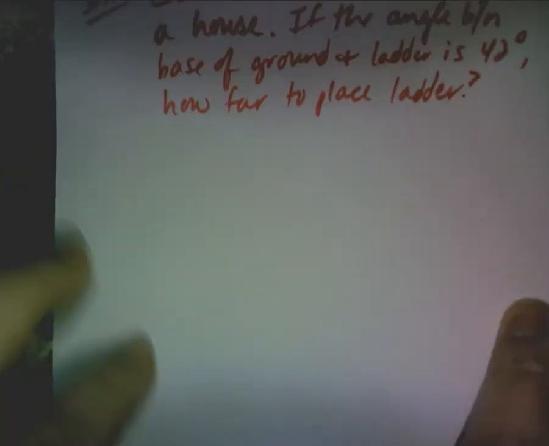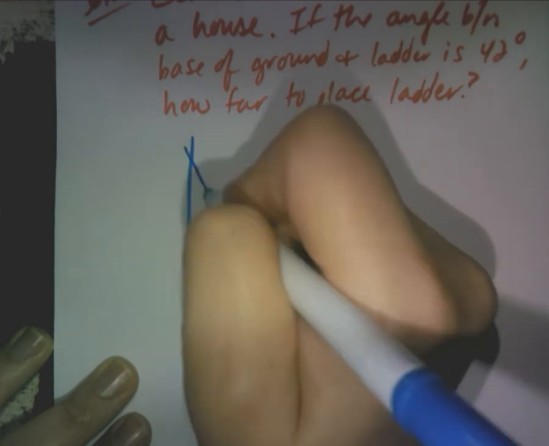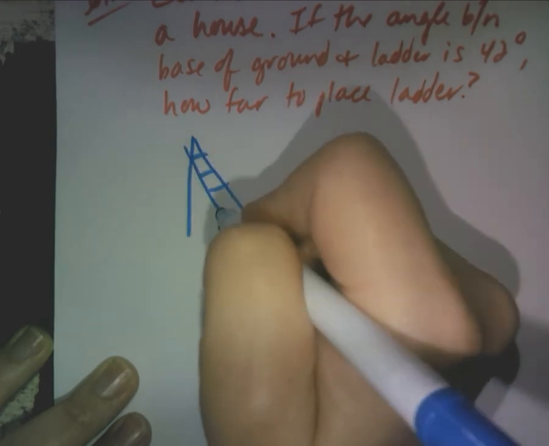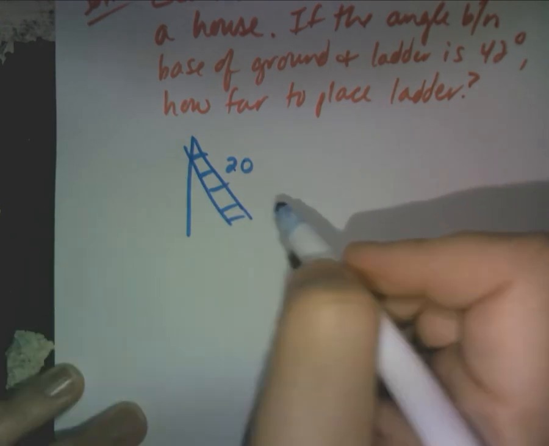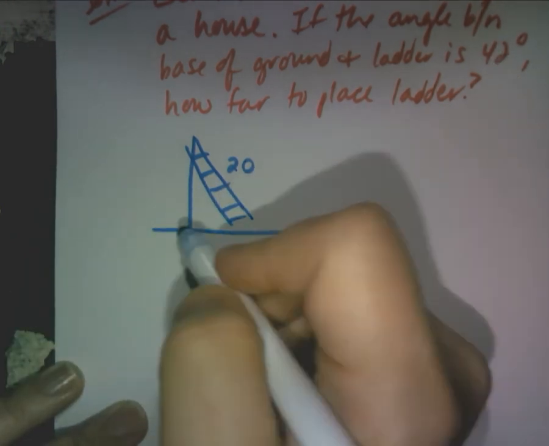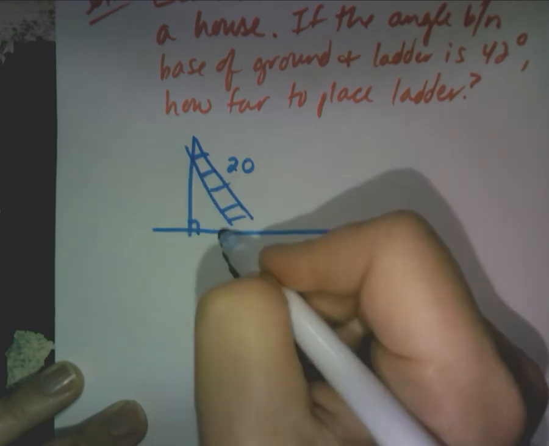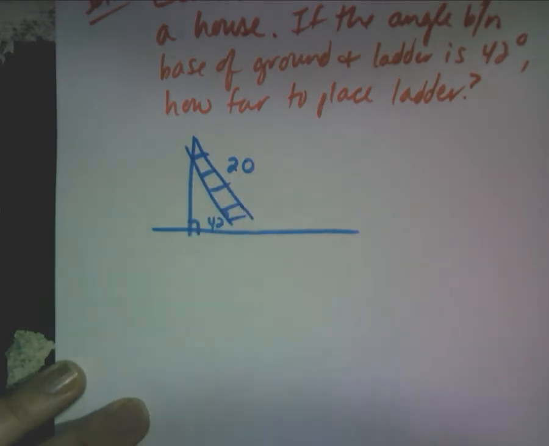But really what you do is I always give myself a little picture. Here's the house. Here's the ladder. Okay, the ladder is 20 feet. Here it's leaning. We were also told that it makes a 42-degree angle with the ground. So where do I put 42 degrees? Up here or down here? Down here, okay? It's really important you know where to put those.